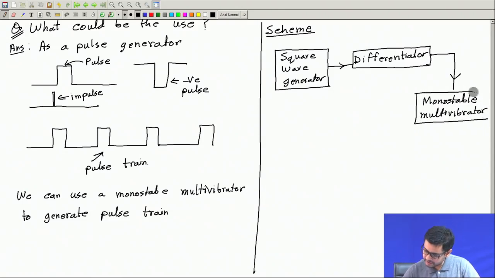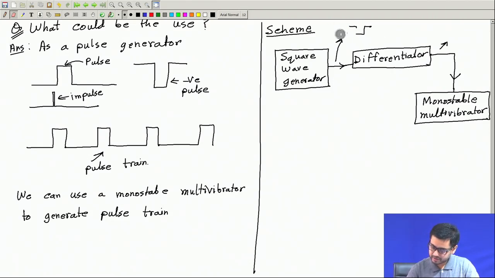So, this will together generate a pulse train. How? So, the signal here at this point, how does it look like? It is a square wave. Now, what is the function of a differentiator? You can guess, as the name suggests, it will just differentiate this function. So, the output here will look like this.